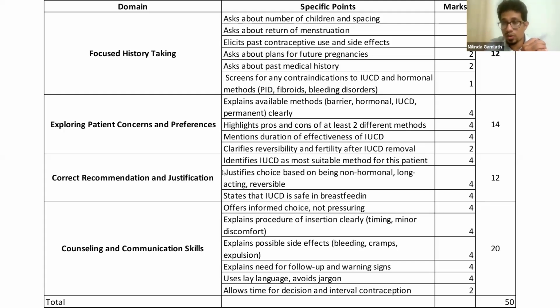And for IUCDs also, you need to ask specifically. You can ask at the beginning when you think I'm going towards an IUCD, or after I decide on an IUCD, you have to ask specifically whether I have any contraindications. Do I have any history of PID, fibroids, uterine surgeries, or bleeding disorders? You need to ask specifically about that as well.